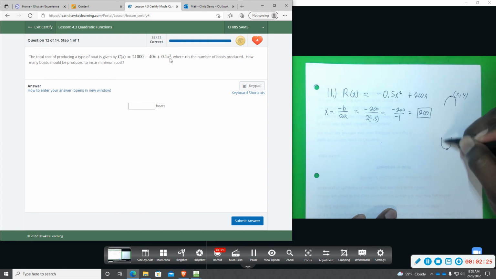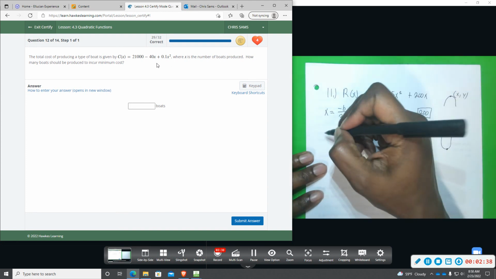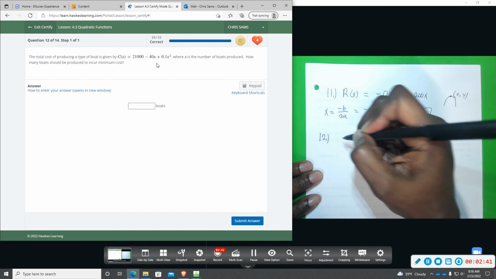So again, we're still looking for that vertex. It could be a maximum or a minimum. We're doing the same thing. X is the number of boats, as they tell us. So I'm just looking for the x coordinate again of that vertex. So number 12, I'm going to write down that cost function.